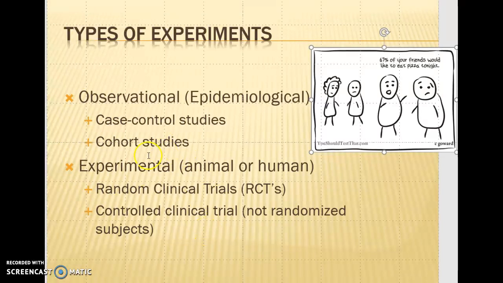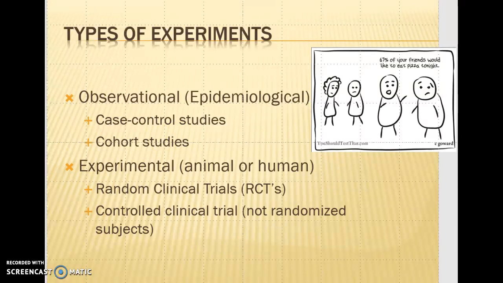So these are the best type of experiments, although you can't always use them because you can't make somebody take something that would harm them. So that's when you use observational experiments, because then you're taking people and observing what they're already doing without giving them harmful things in their diet.